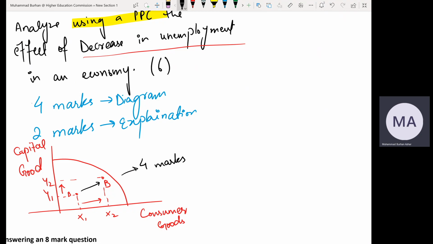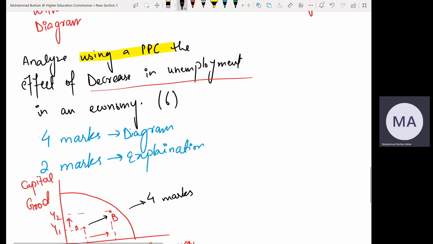And when I explain it: a decrease in unemployment means that the economy is now utilizing its resources at its full capacity or closer to its full capacity. What it essentially means is that the economy is facing actual economic growth, which is illustrated through a movement from inside the PPC towards the PPC, as shown in the figure I have drawn above, on the right or on the left, depending on where you have drawn it. That is how you're supposed to answer a 6 mark question which explicitly asks you to use a diagram.